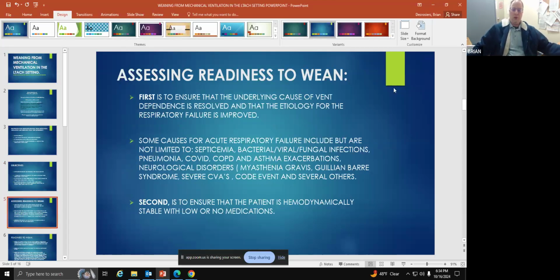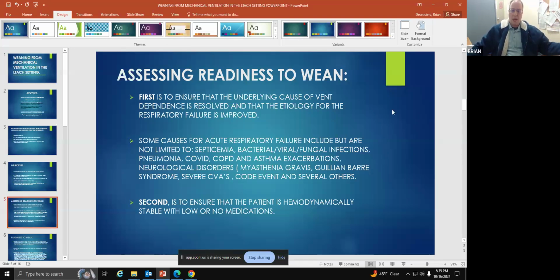First, we're going to assess the readiness to wean the patient. The first thing you want to do is ensure that the underlying cause of vent dependence is resolved and that the etiology for respiratory failure has improved or resolved. There's a whole plethora of reasons why people can go into respiratory failure. Some are included here, but it's not limited to these things. So we have to make sure that the underlying cause is resolved.